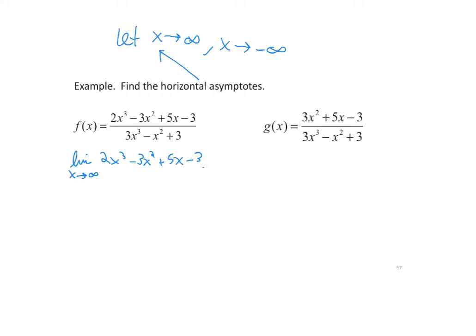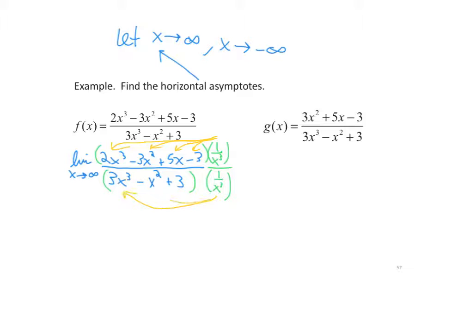And again, the strategy I'm using for these functions is to figure out the highest power of x that I see and multiply by 1 over that on the top and the bottom. The highest power I see is x cubed, which means I'm going to multiply top and bottom by 1 over x cubed. And again, you want to remember to distribute the 1 over x cubed to every single term in the numerator and every single term in the denominator.